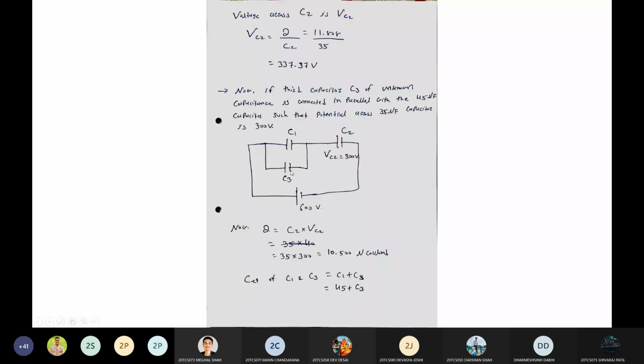What, sir, capacitance is negative? Negative 10. Yes, sir, negative 10. That is wrong. Sir, in the question you wrote 45, so in parallel it should come 35 instead. Question is wrong. Repeat again. Repeat.